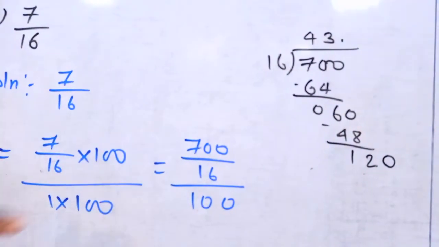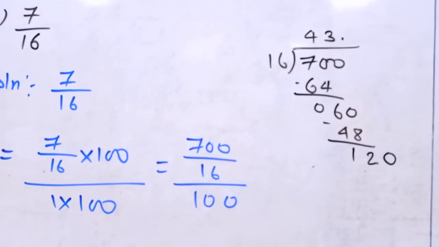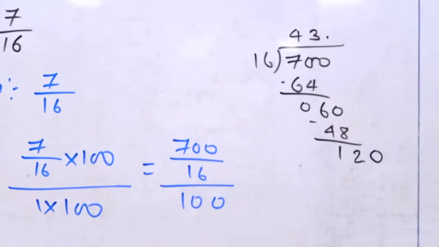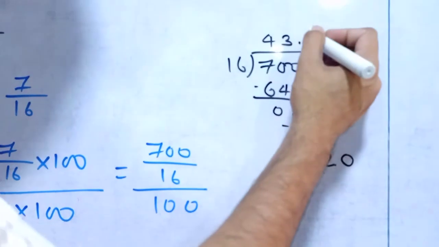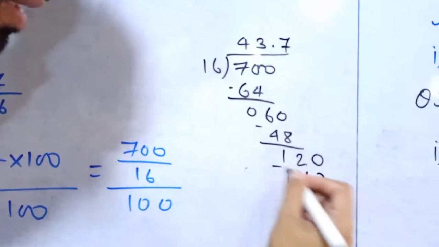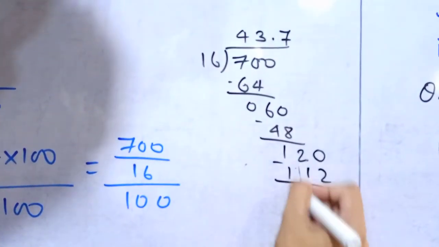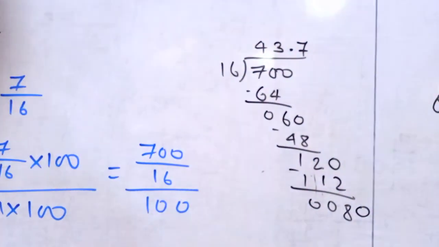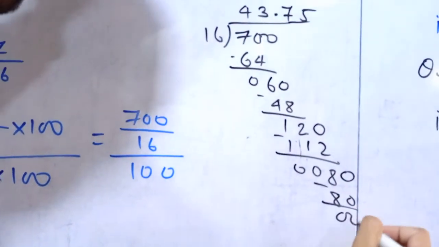Now read the table of 16, whether we are getting 120 or less than 120. There we can see 7: 16 sevens are 112. Subtract it. 10 minus 2 is 8, 1 minus 8 is 0, 0, 1 minus 1 is 0. Once we put the decimal, we can take 0 many more times. 16 fives are 80. Here we got the remainder 0.